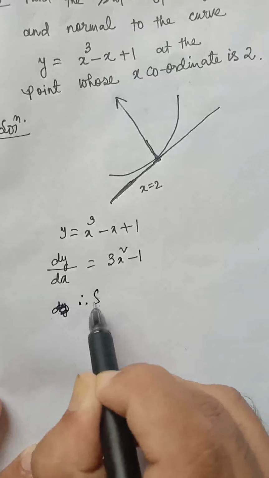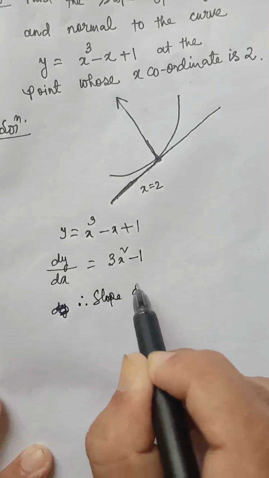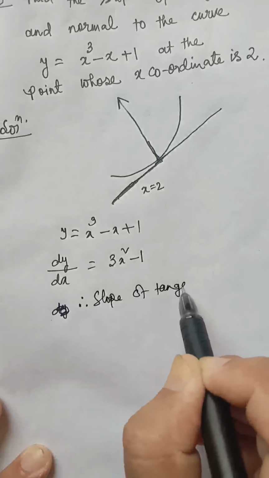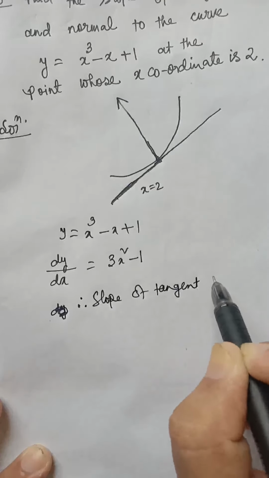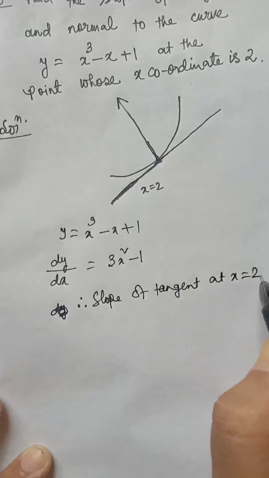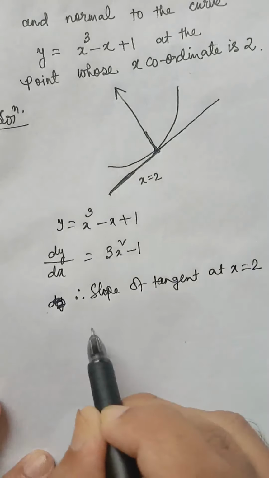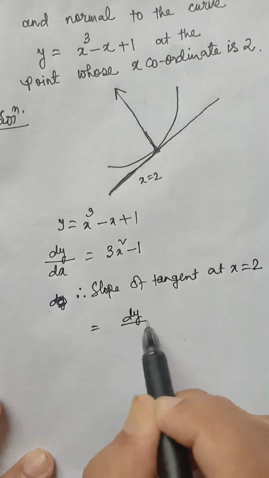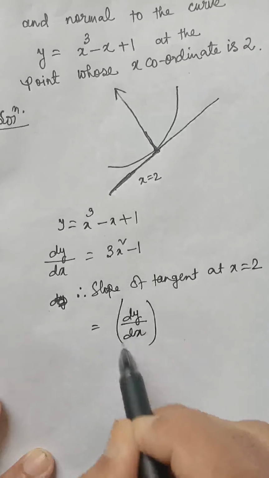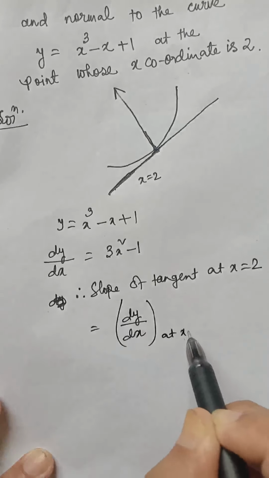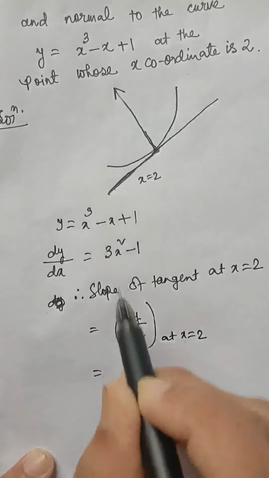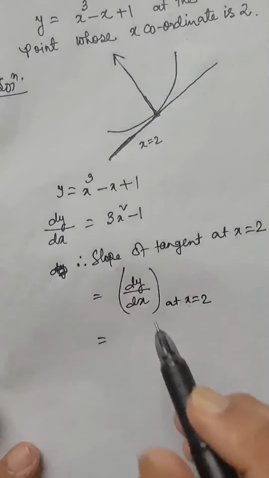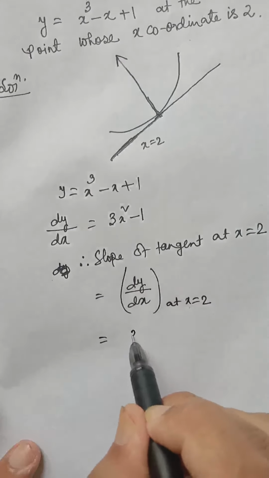Therefore, the slope of the tangent at the point whose x coordinate is 2 is equal to dy by dx at x equal to 2. So it will be 3 into 2 square, 12, minus 1, so 11.